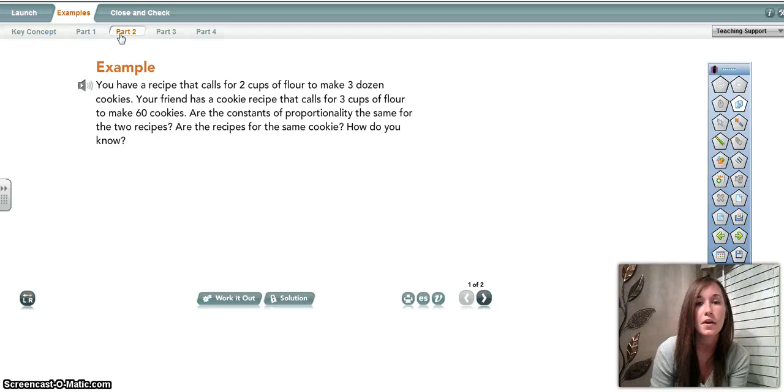You have a recipe that calls for 2 cups of flour to make 3 dozen cookies. Your friend has a cookie recipe that calls for 3 cups of flour to make 60 cookies. Are the constants of proportionality the same for the 2 recipes?